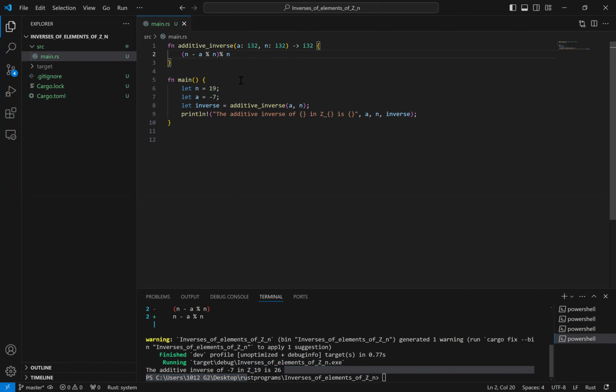So the outer one is supposed to reduce whatever is inside the bracket. If whatever is inside the bracket is bigger than n, then it's supposed to reduce that. Let's try to remove this one and see what it will tell us.